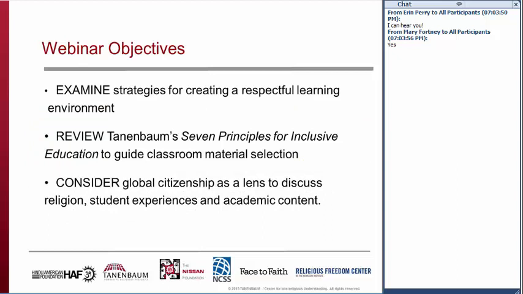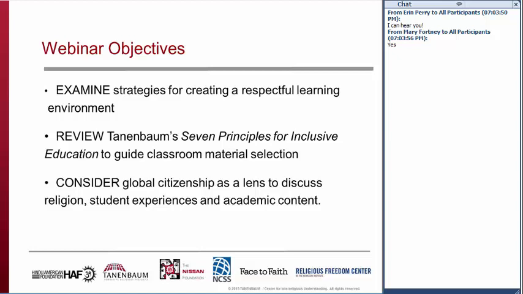So in terms of our objectives for the evening, you see them on the screen. With our first objective, we really want to try and share some strategies for engaging students in activities that have them take the lead in creating and, in the best of circumstances, self-managing the respectful learning environment that we want all young people to participate in.